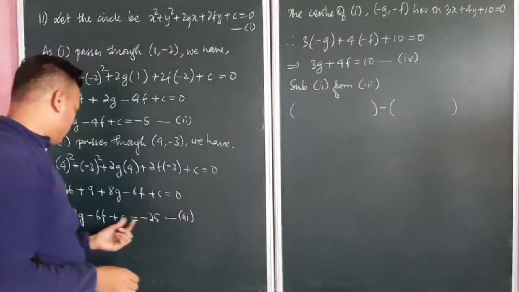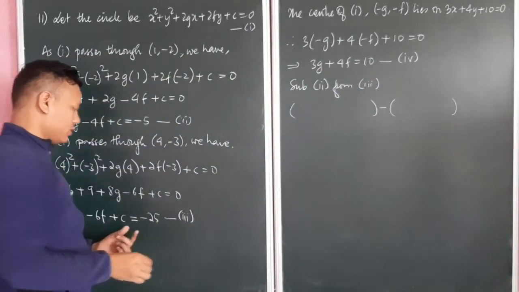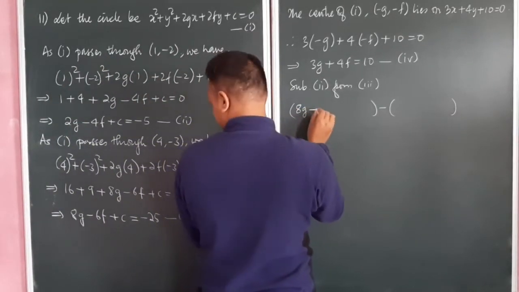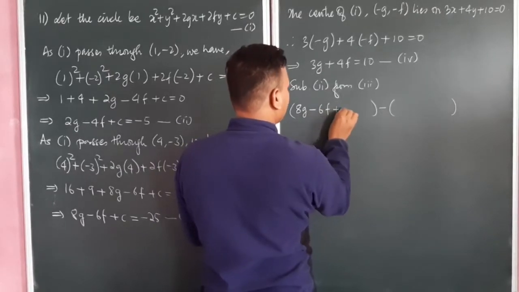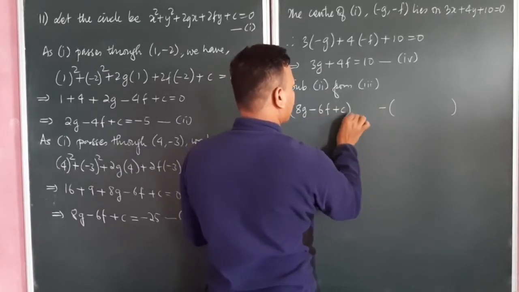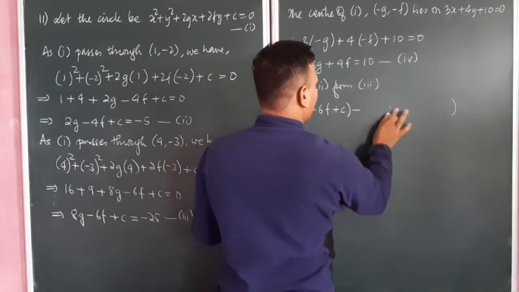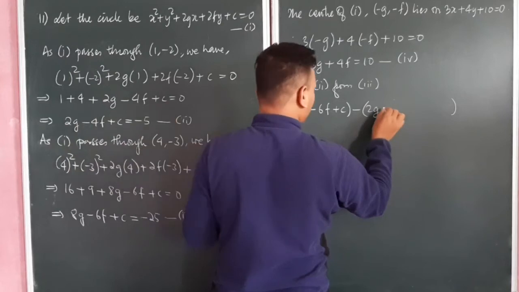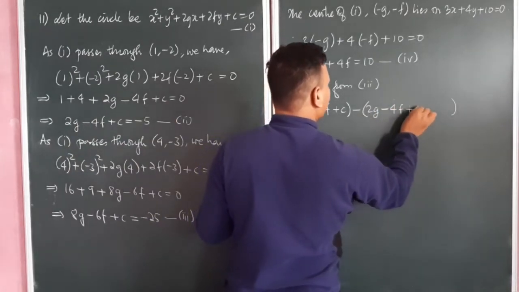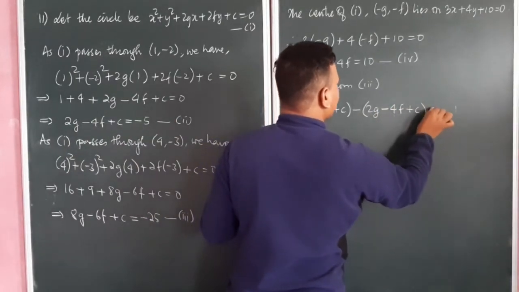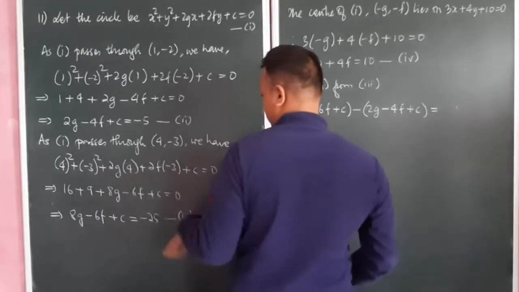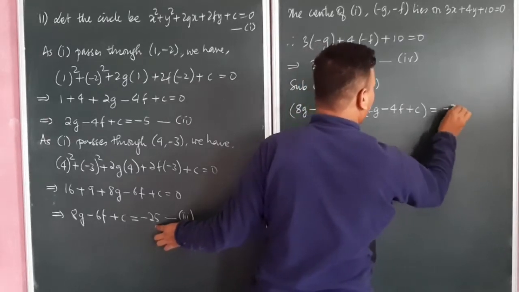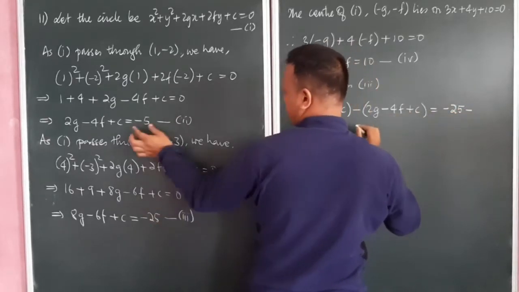So what is 3? 3 is 8g minus 6f plus c, minus 2, which is 2g minus 4f plus c. So this is your left hand side. Let's see what we have in the right hand side. In the right hand side we have minus 25, minus of minus 5.